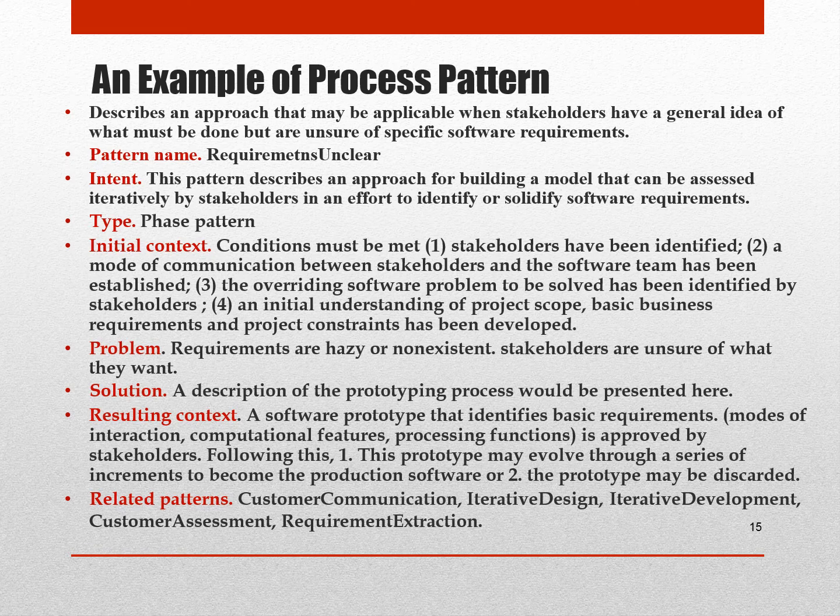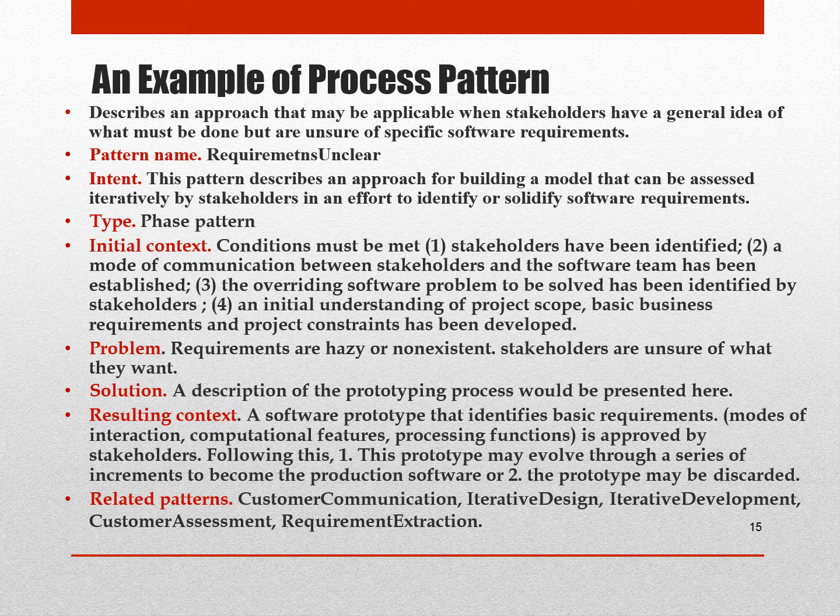So this may be a possible solution that may be listed: stakeholders have been identified, a mode of communication between stakeholders and the software team has been established, the overriding software problem to be solved has been identified by the stakeholders, and an initial understanding of project scope, basic business requirements, and project constraints has been developed. The problem is that requirements are hazy or nonexistent and stakeholders are unsure of what they want. So in such an environment, more communication on listing their requirements is going to be the solution, and for that, questions can be framed and conveyed.